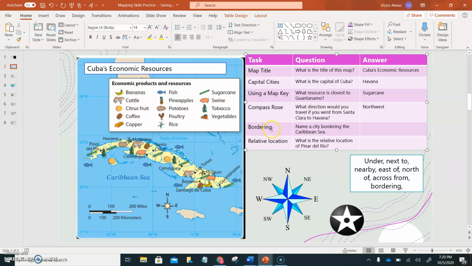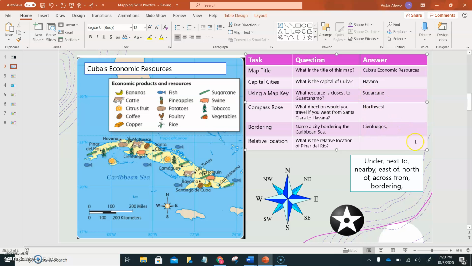The next question is when you practice using bordering places. To border something means that they touch and they're side by side. So name a city bordering the Caribbean Sea. Here's the Caribbean Sea, it's blue. If we trace the Caribbean Sea along the way, we're going to look for a city whose dot is right on the sea. And there are 3 answers. Cienfuegos is right on the sea. So we could type in Cienfuegos.